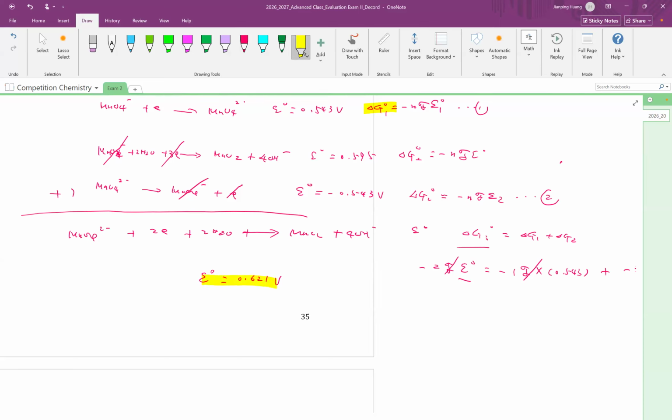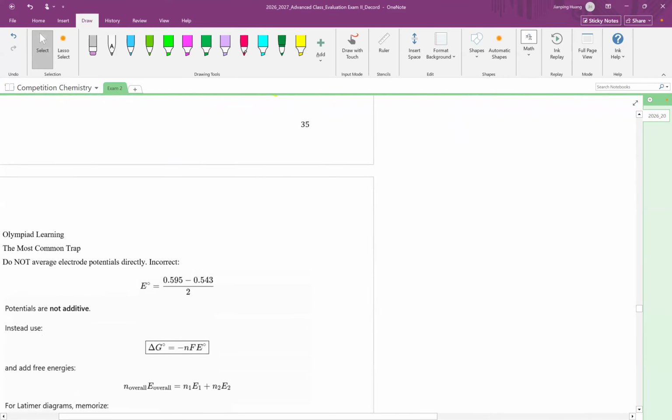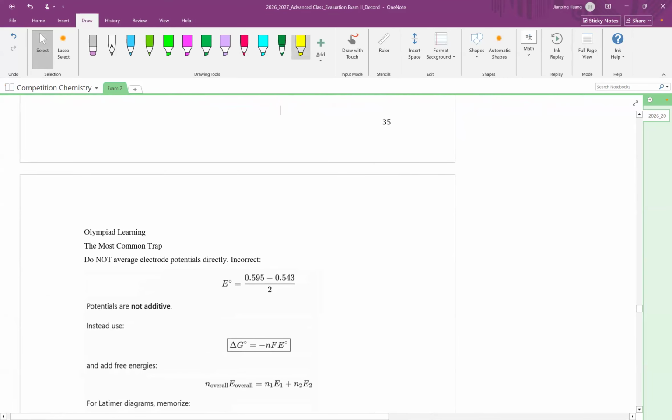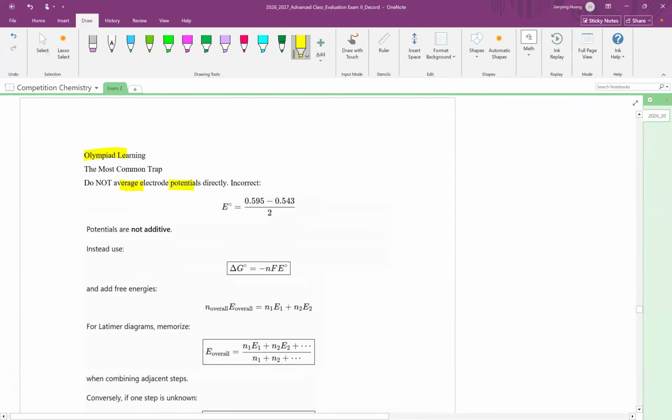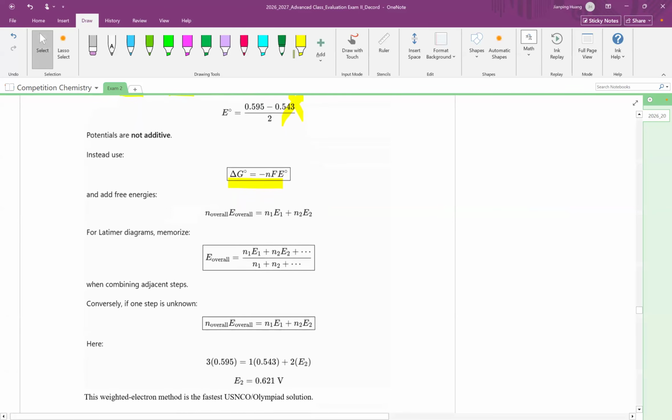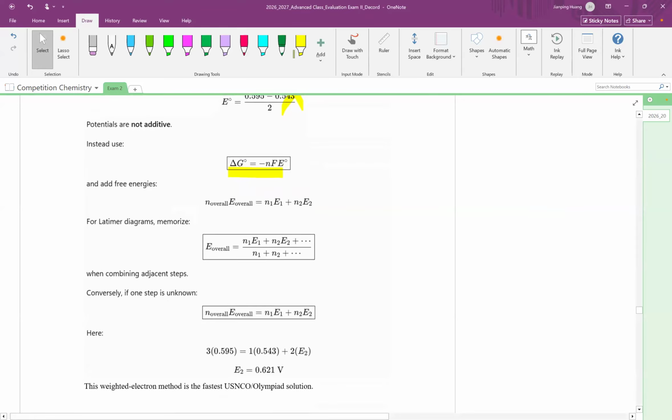You see, it's typical. That's my diagram, typical, okay? Now go to 39. Now in terms of Olympiad learning, you cannot get the average reduction potential, no. Because that is an intensive property, you cannot do that, okay? You have to use delta G, because delta G is an extensive property, also it is a state function, right? Overall, that my diagram, if you want to remember, that's the way to calculate. That's the way to do it, okay?